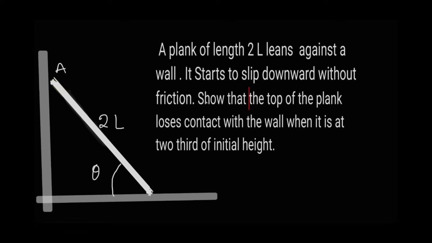A plank of length 12 leans against a wall. Initially it is in vertical position and then it starts to slip down without friction. We have to show that the top of the plank loses contact with the wall when it is at 2/3 of initial height.